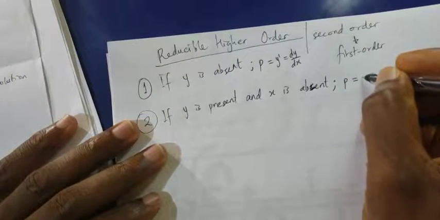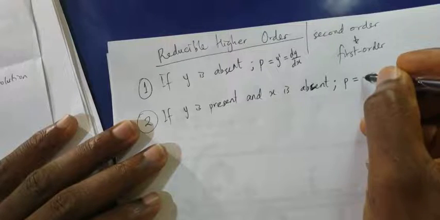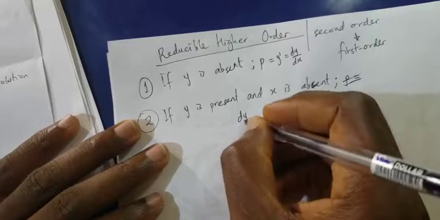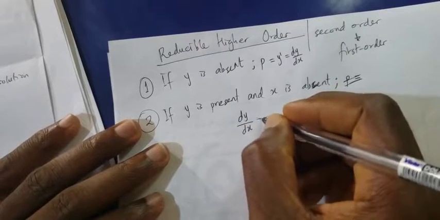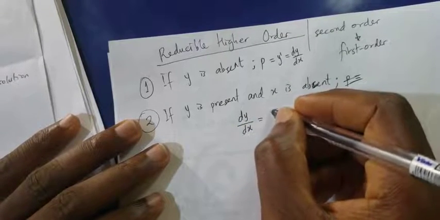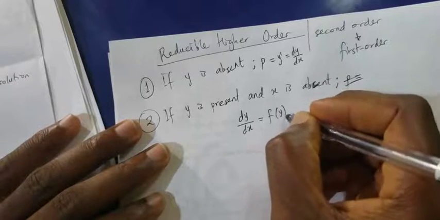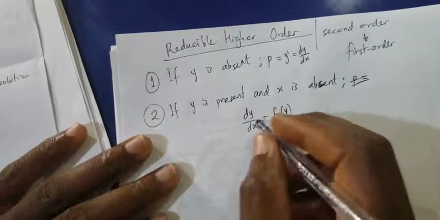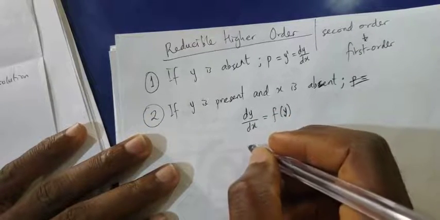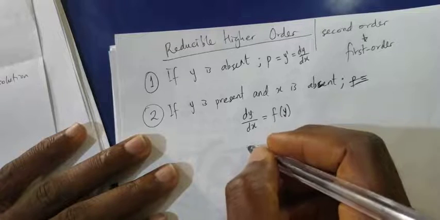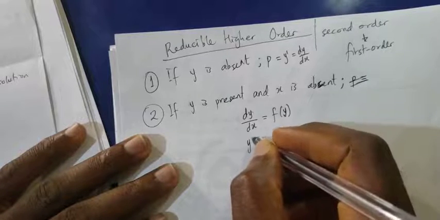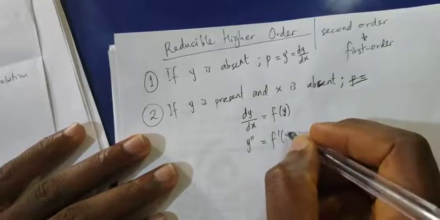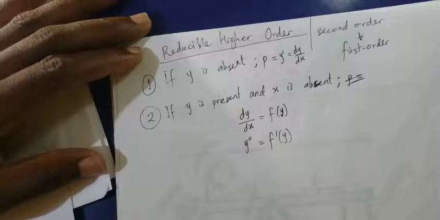P is going to depend on only y. That means that if y is absent, we are suggesting that x is simply a function that depends only on y. Okay, so if it's a function that depends only on y, then the derivative of it, dy/dx, that is going to be our y double prime, should be equal to some f prime of y.